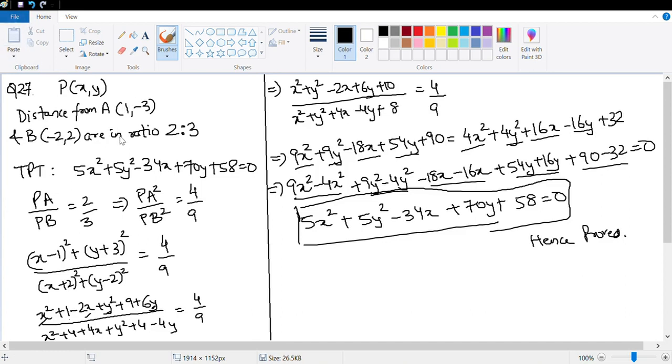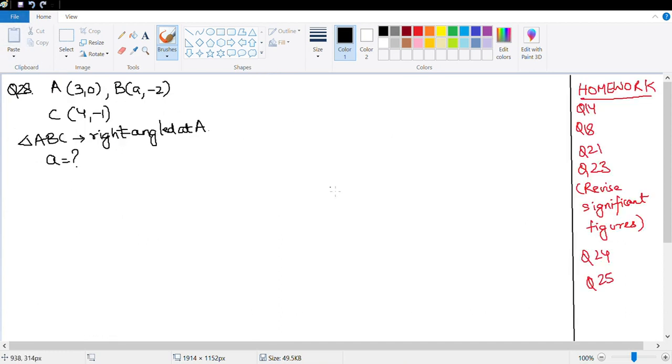Let's look at the last question of this exercise. The last question that we solve is question number 28. The points A, B, C are given as something. These are the vertices of a triangle ABC right angled at A. So let me make a rough diagram. This is right angled at A. So this is A, this is B, this is C.